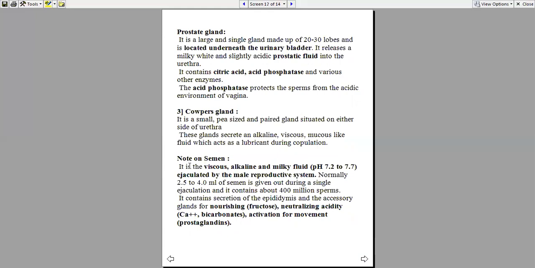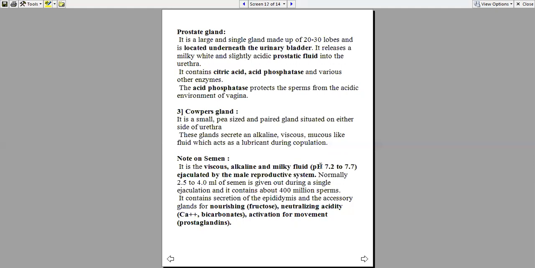Now, the next question is a note on semen. Semen is a reproductive fluid in the male. In short, you can say that it is the mixture of all the fluids secreted by the accessory glands, that is seminal fluid, prostatic fluid, and Cowper's gland fluid, along with the secretion of the ejaculatory duct, that is the sperm. So seminal fluid plus prostatic fluid plus Cowper's gland fluid plus sperm forms the semen.